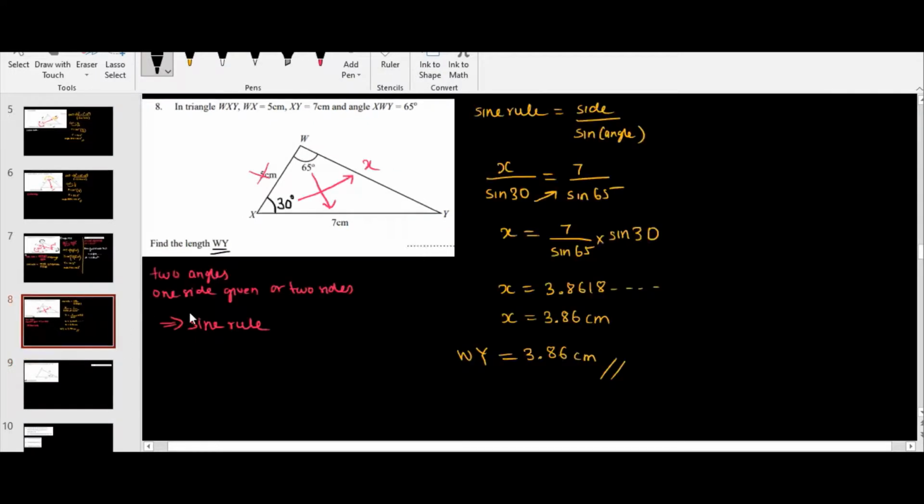Question 9. There are two questions here. The first question is asking you to find the length WX, and the second, calculate the area of triangle. If you see this question carefully, this question is a little different from the earlier one. In this triangle, there are two angles given, and only one side is given, so that's why you use sine rule.